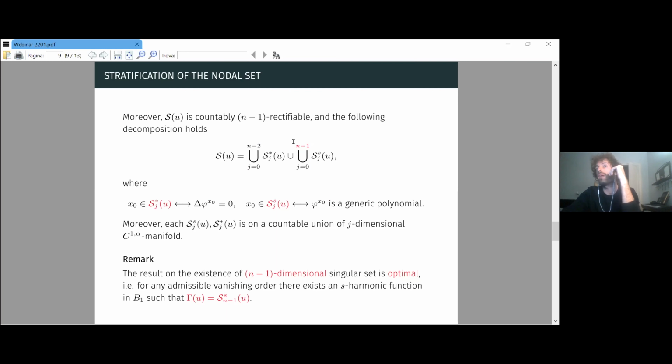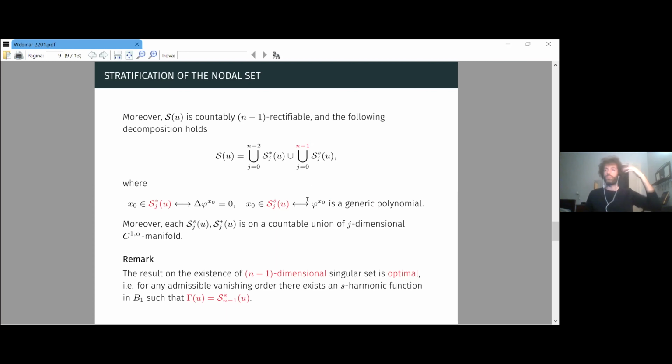But then you have this second part, which is somehow purely non-local, in the sense that here the biggest stratum is j equal to n minus one. And here the function can resemble any possible polynomial. So here the function behaves like any generic polynomial. And as before, all these sets are contained in j-dimensional manifolds.